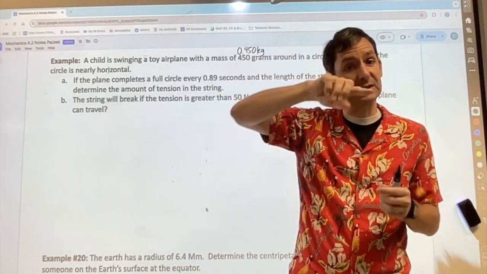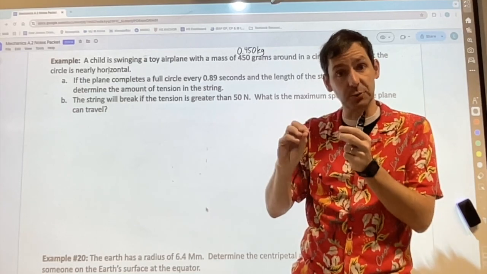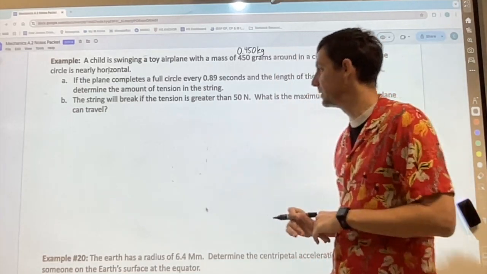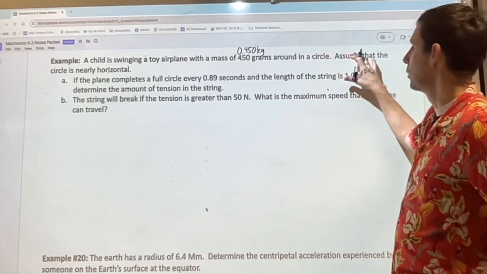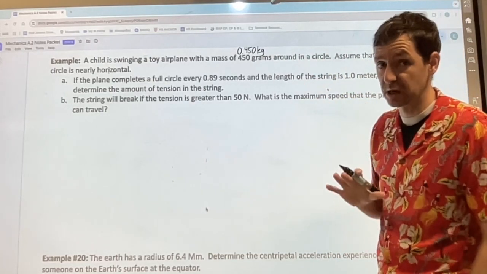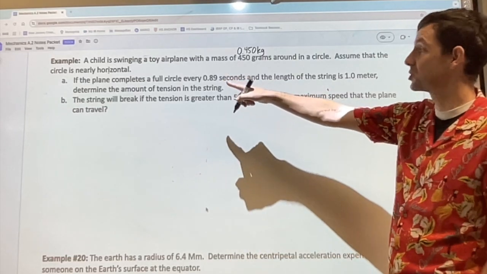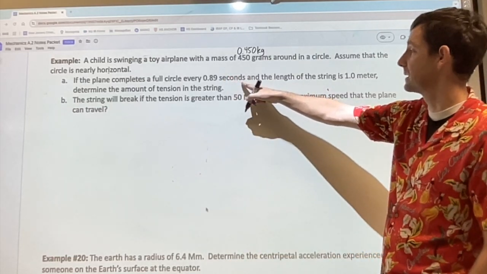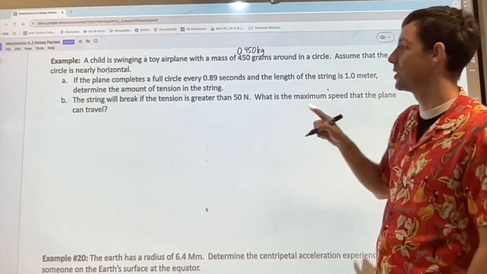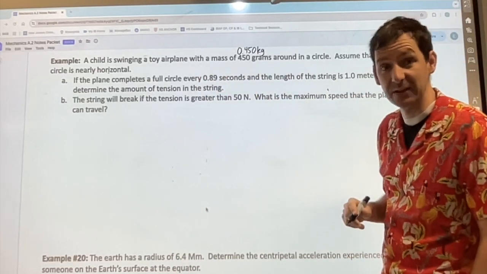When that was the case, we had to only pay attention to the horizontal piece. Hopefully we'll get into that a little bit later. But for now, we're assuming that the circle is nearly horizontal for our first question. If the plane completes a full circle every 0.89 seconds, and the length of the string is 1 meter, determine the amount of tension in the string.